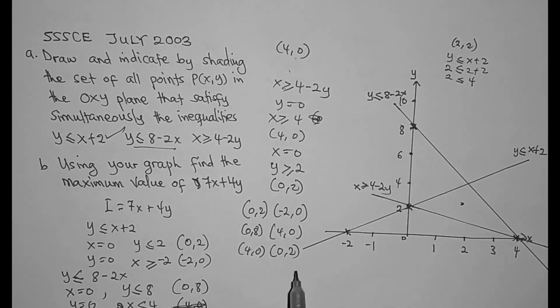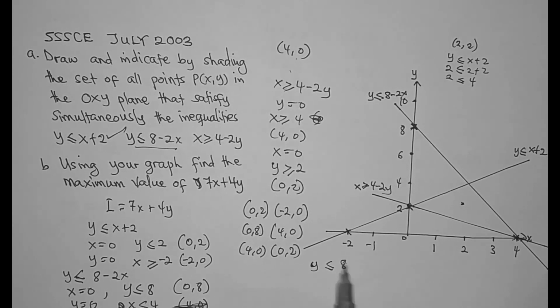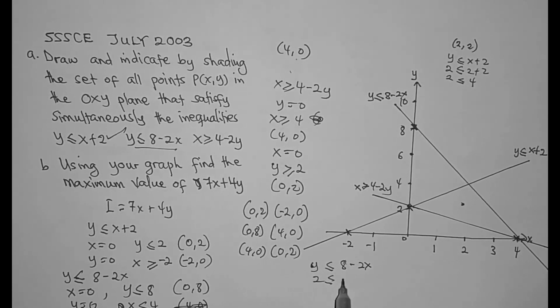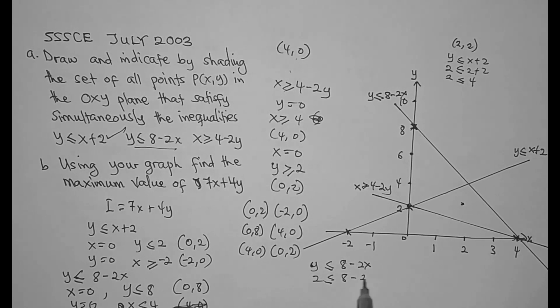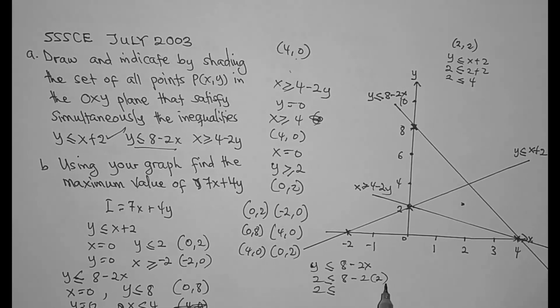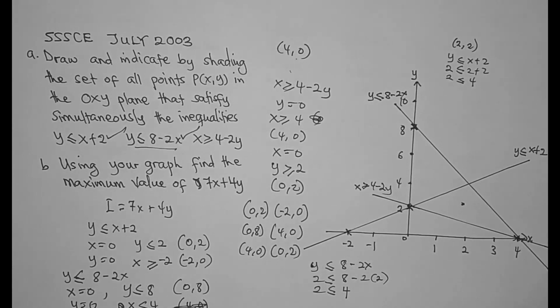Now let me continue from this side. y is less than or equal to 8 minus 2x. So 2 is less than or equal to 8 minus 2 times 2. 2 is less than or equal to 8 minus 4, which is 4. And that is true. So that point also satisfies this inequality.